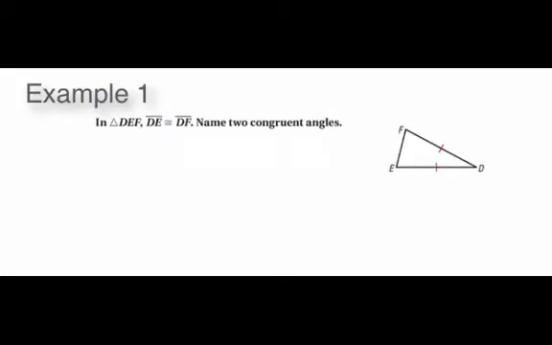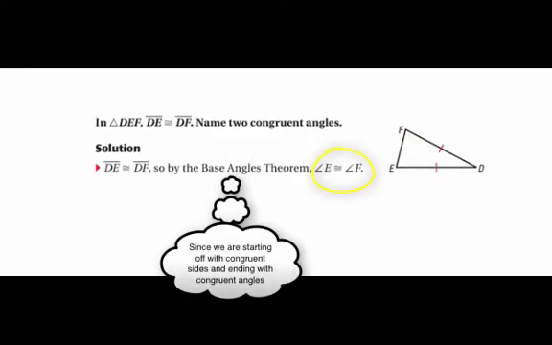Okay, so here's going to be your first example. It's going to be pretty simple, but basically we're going to use our base angles theorem to figure out which angles are congruent here. So in this triangle, we know that side DE is congruent to side DF. So our base angles theorem says that if we have two congruent sides, then the angles opposite the congruent sides are going to be congruent. So here we know that angle E is opposite of side DF, angle F is opposite to side DE. So we know that angle E is going to be congruent to angle F.